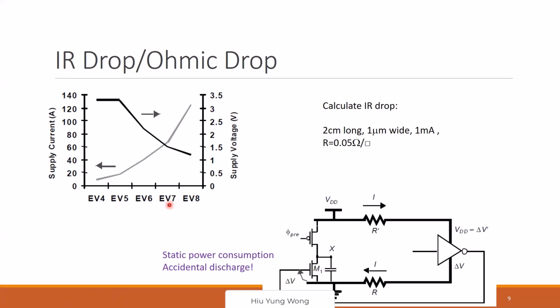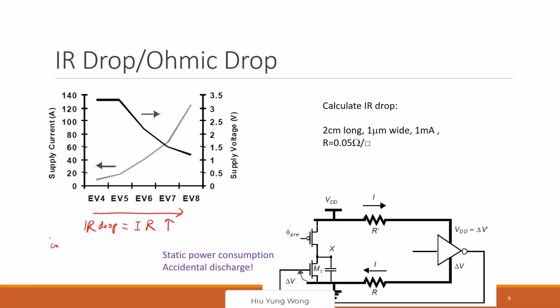It's about the IR drop, right? For example, let's look at this one. It's just a different processor, right? You see that when you go to a more advanced technology, the supply current increases, but the supply voltage decreases. Then what does it mean? It means when we go to a more advanced technology, the IR drop, which equals I times R, right? Increases because you have higher current.